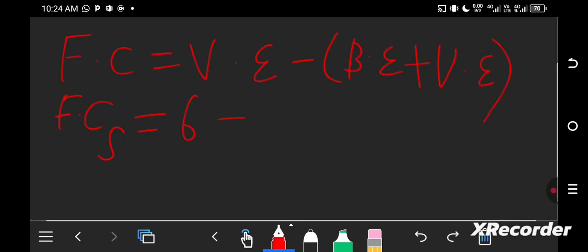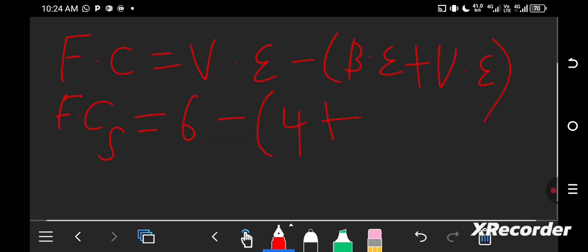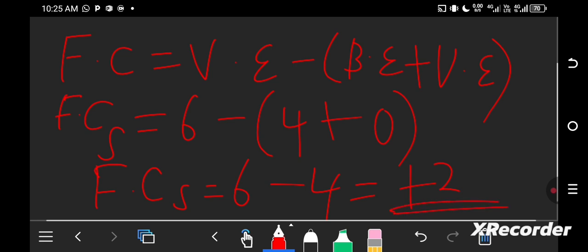So I'm going to say open bracket 4 plus. Now we look at the non-bonding electrons or unshared electrons. You can see that on sulfur there is no non-bonding electron. All the electrons are bonded, so the non-bonding electrons are just 0. So formal charge for sulfur will be equal to 6 minus 4 plus 0, that is just 4. Then 6 minus 4 gives us plus 2. So this is the formal charge for sulfur.